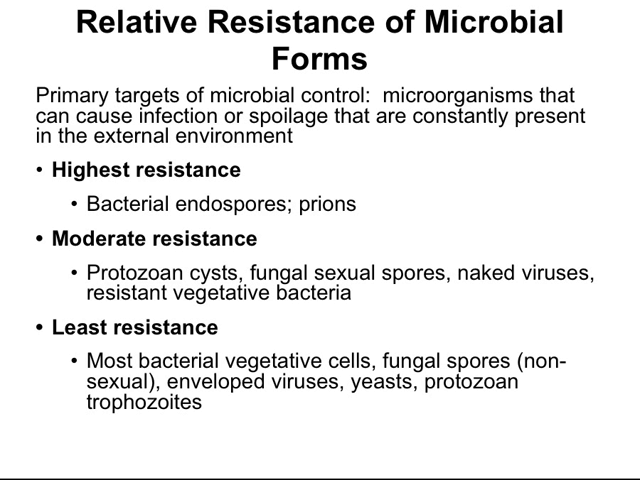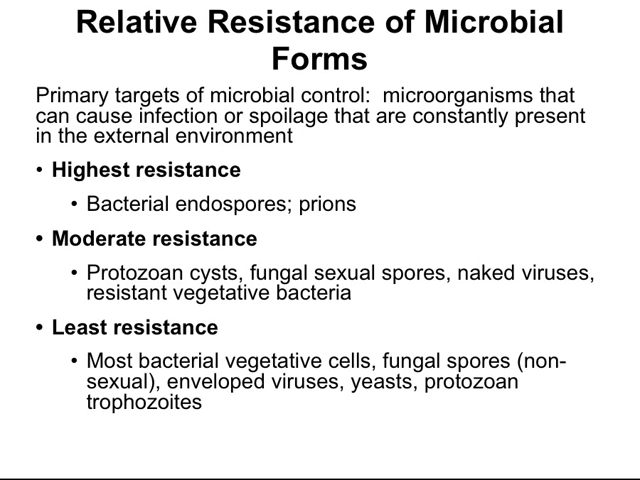So the primary targets of microbial control are microorganisms that can cause infection or spoilage, or that are constantly present in the external environment. They fit into three general categories: those with highest resistance, those with moderate resistance, and those with the least resistance to microbial control agents. Those with the highest resistance are things like bacterial endospores and prions, and I bet that's no surprise. Now, prions are extremely resistant to heat and chemicals. Items that are suspected of being contaminated with prions should just simply be discarded.